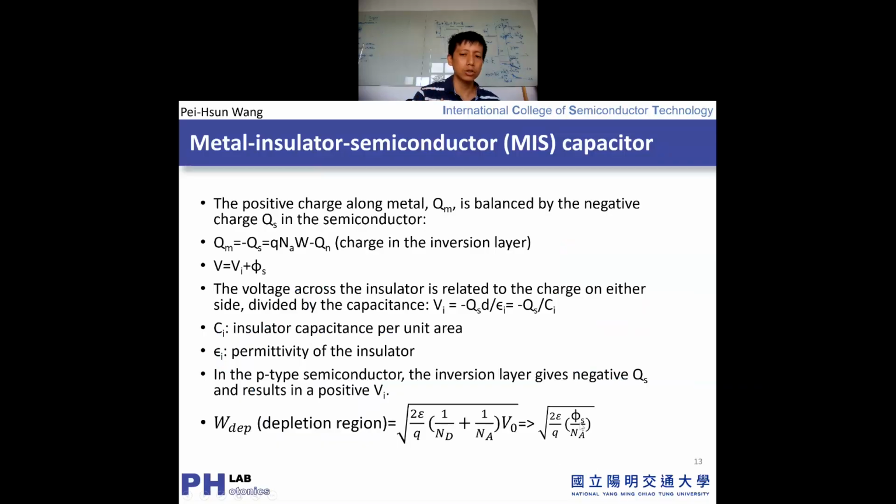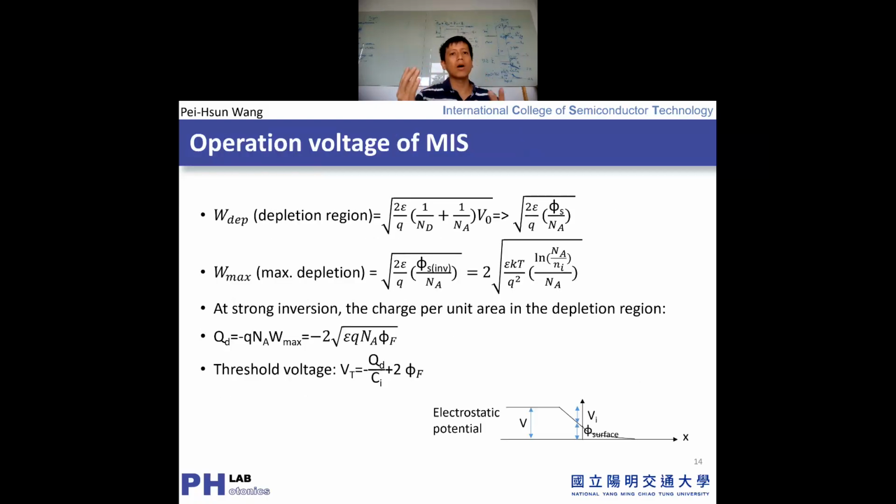However, if you are working with stronger accumulation, stronger depletion or inversion layer, stronger inversion, that means it is 2 phi F. So you get additional potentials and a larger depletion region. So this depletion region determines how much area or how much voltage applied along the MIS system.